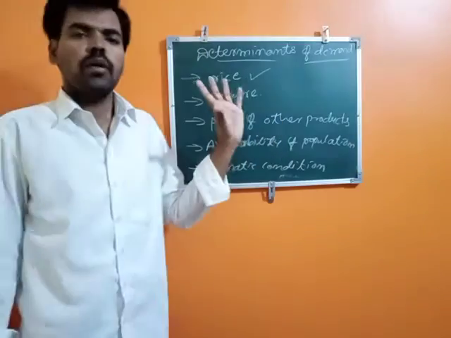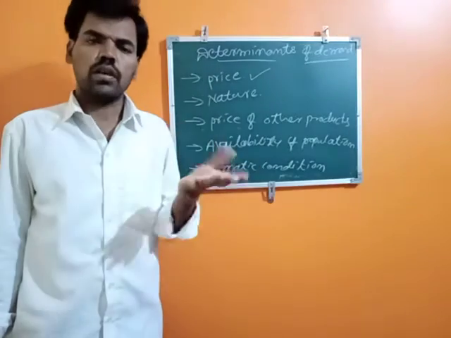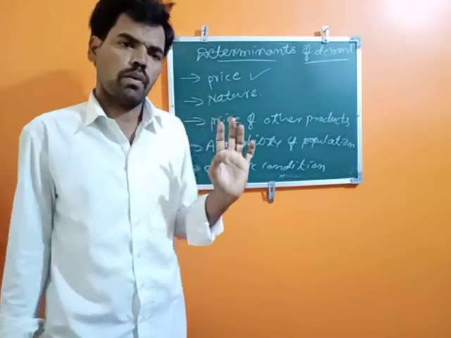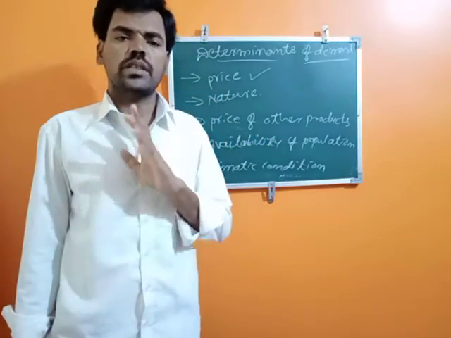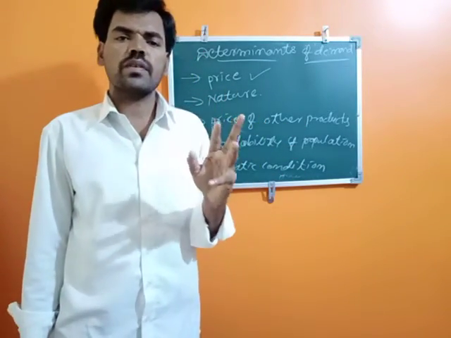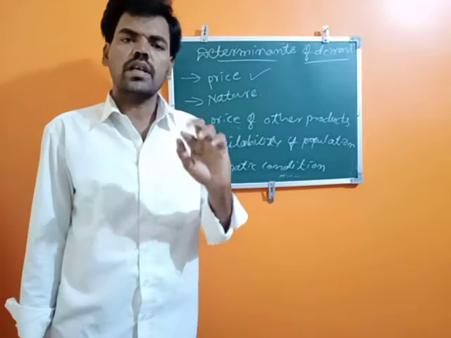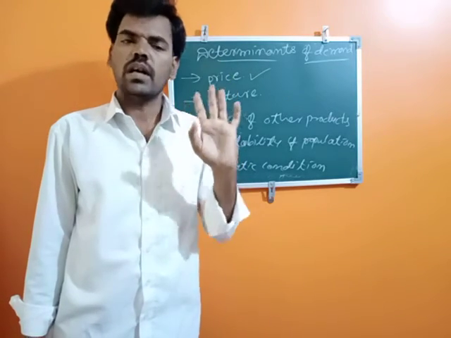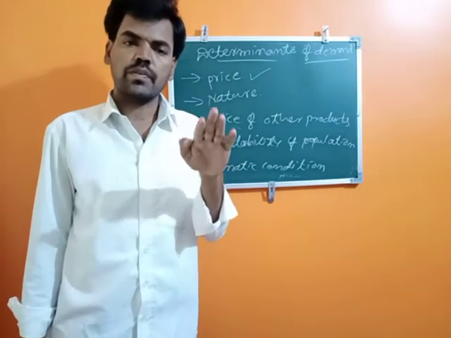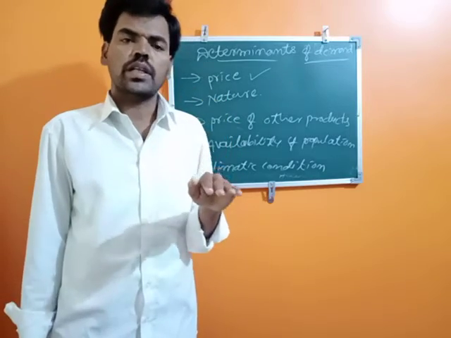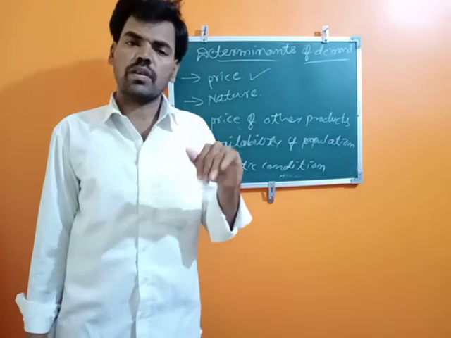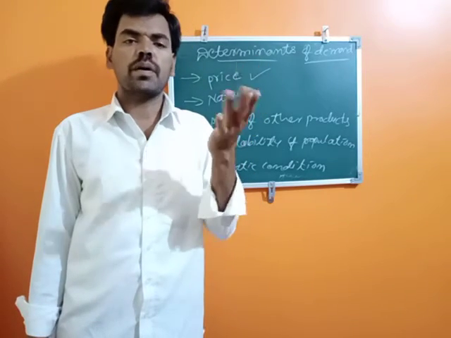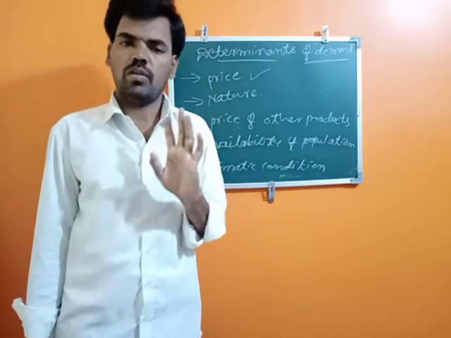One is the price of the product, or own price of the product. In the general sense, if the price of the product is low, demand for that product will be high. If the price of the product is high, demand for that product will be low.